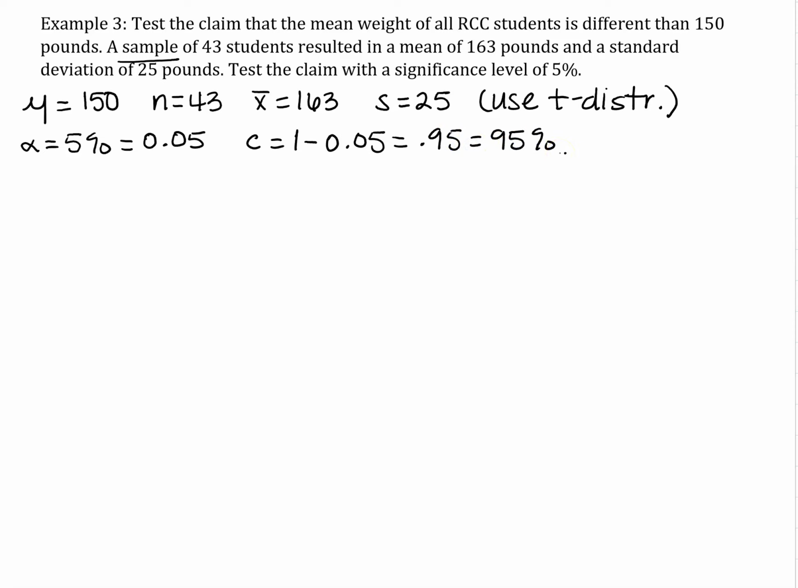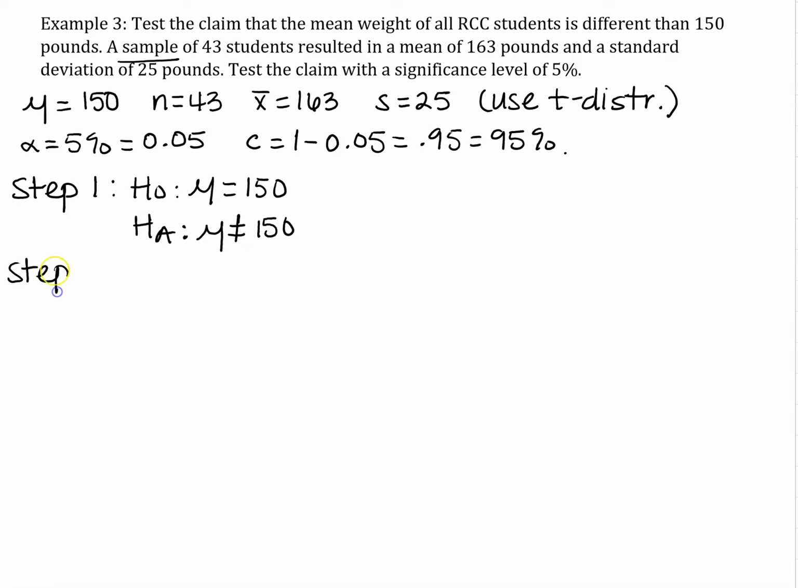So now we are ready to begin with step 1 of writing our hypotheses. Our null hypothesis, H0, is that mu is equal to 150. The null hypothesis always gets the equal. Our alternative hypothesis, HA, we're testing the claim that the mean weight of all RCC students is different than 150 pounds. So our HA is that mu is just not equal to 150. We're not seeing if it's greater than or less than, we're just seeing if it is different. So different means not equal.